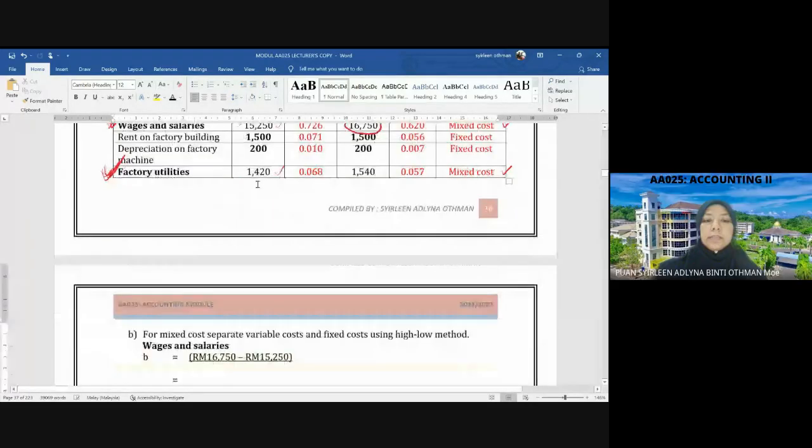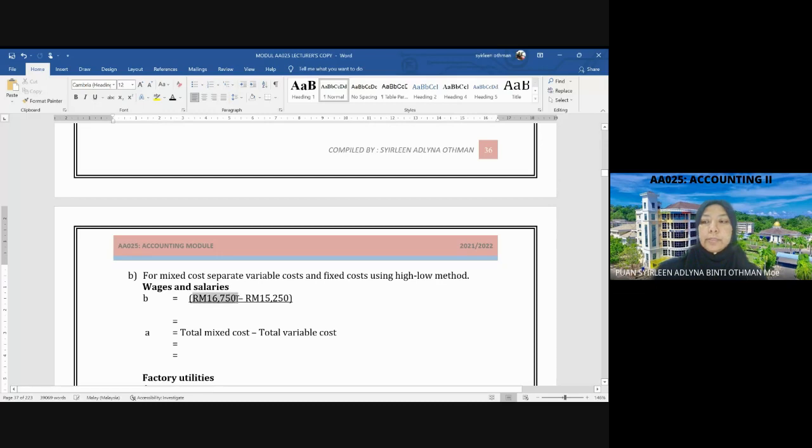Okay. So highest cost ialah bulan February 16,750. Lowest cost 15,250. Ini ialah cost untuk wages and salaries. Senang kan? Sebab you cuma ada January dengan February. Lepas tu kita bahagilah dengan dia punya unit. Unit dia ialah 27,000 minus 21,000. Okay? So kita akan dapat nilai B equals to 25 cents per unit.